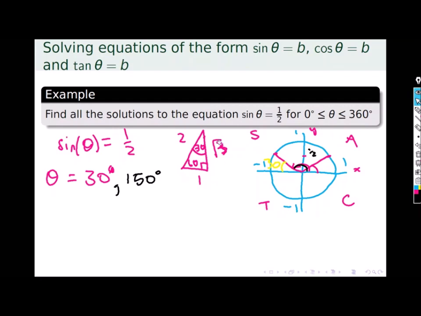Just to sum up a bit, think about how you're going to need to use quite a few things. You're going to need to use some exact value knowledge, and you're also going to need to use the unit circle and this CAST rule that's telling you, well, I'm looking at something that's positive for sine, so it's got to be in the first and second quadrant.